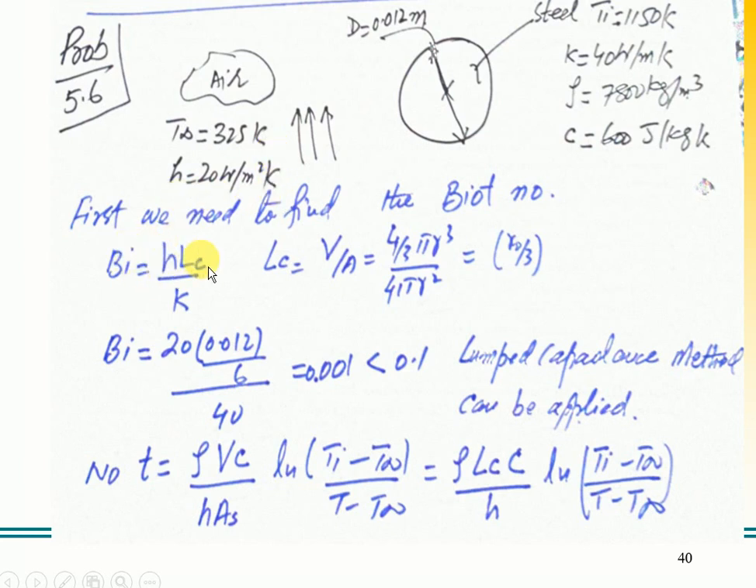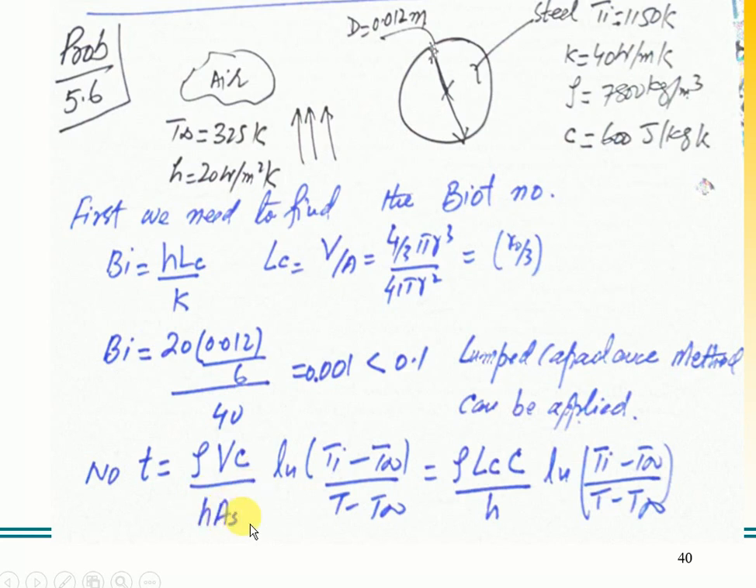First of all, I find the Biot number, which is h Lc by k. And of course, the steel balls are spheres. 4 upon 3 pi r cube is the volume and 4 pi r square is surface area, so we get r naught by 3. So the Biot number is h Lc upon k, right? Or it's diameter by 6 or radius by 3. I get the value 0.001, which is less than 0.1. So the capacitance model can be used.